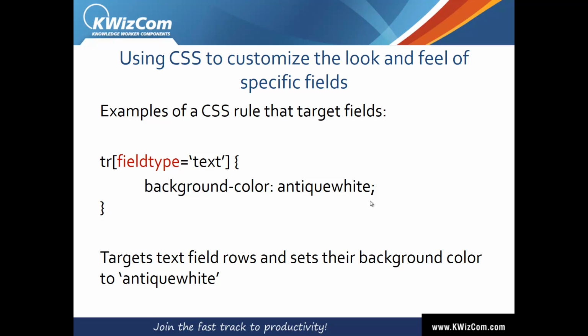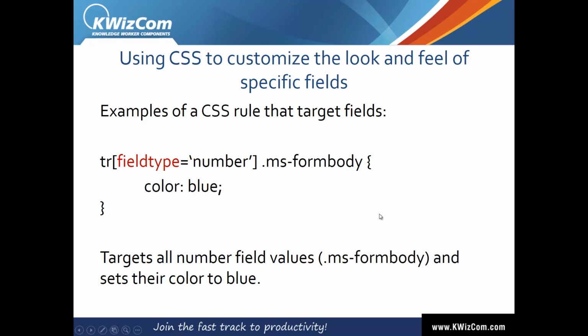Now if I go to the next slide, I'll show you another example. We could do the same thing for number fields. So say we wanted to make all number fields have the actual value of the field be blue. We could do that as well. This CSS rule right here targets all number field values, so the MS form body, and sets their color to blue. And this will work across all lists in that site.